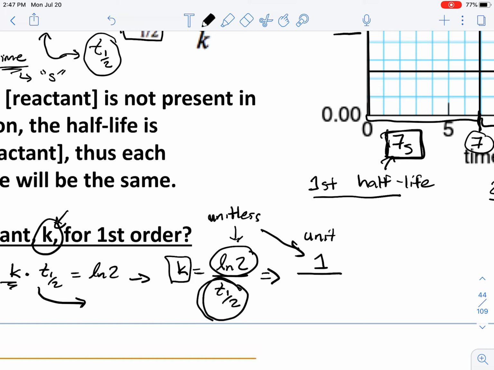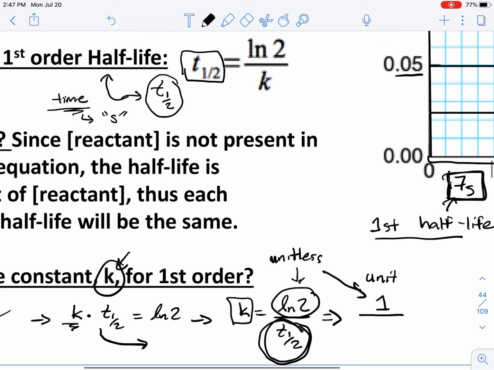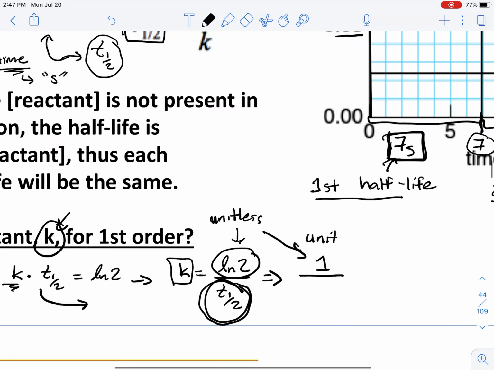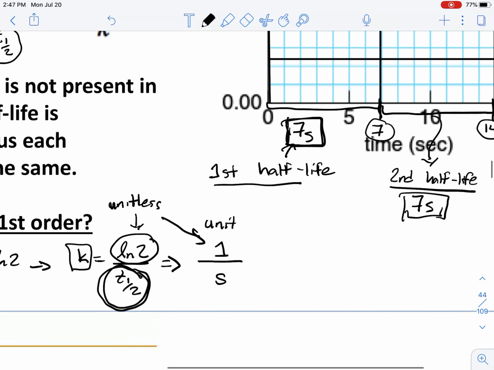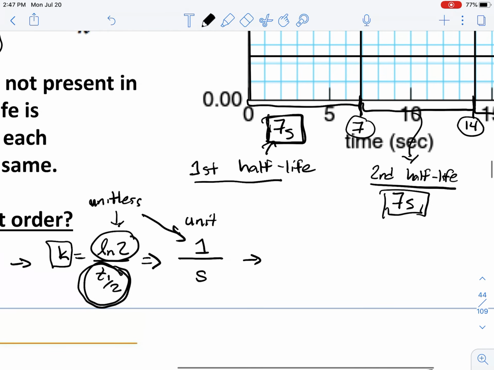Now remember, t1/2 doesn't mean half of t. This is representing half-life. And half-life is always expressed in time units. In this case, it's going to be seconds or minutes or hours. It really depends on the time scale of the reaction. And so if the time scale of the reaction happens to be in seconds, then the unit for the rate constant k is equal to 1 over s.